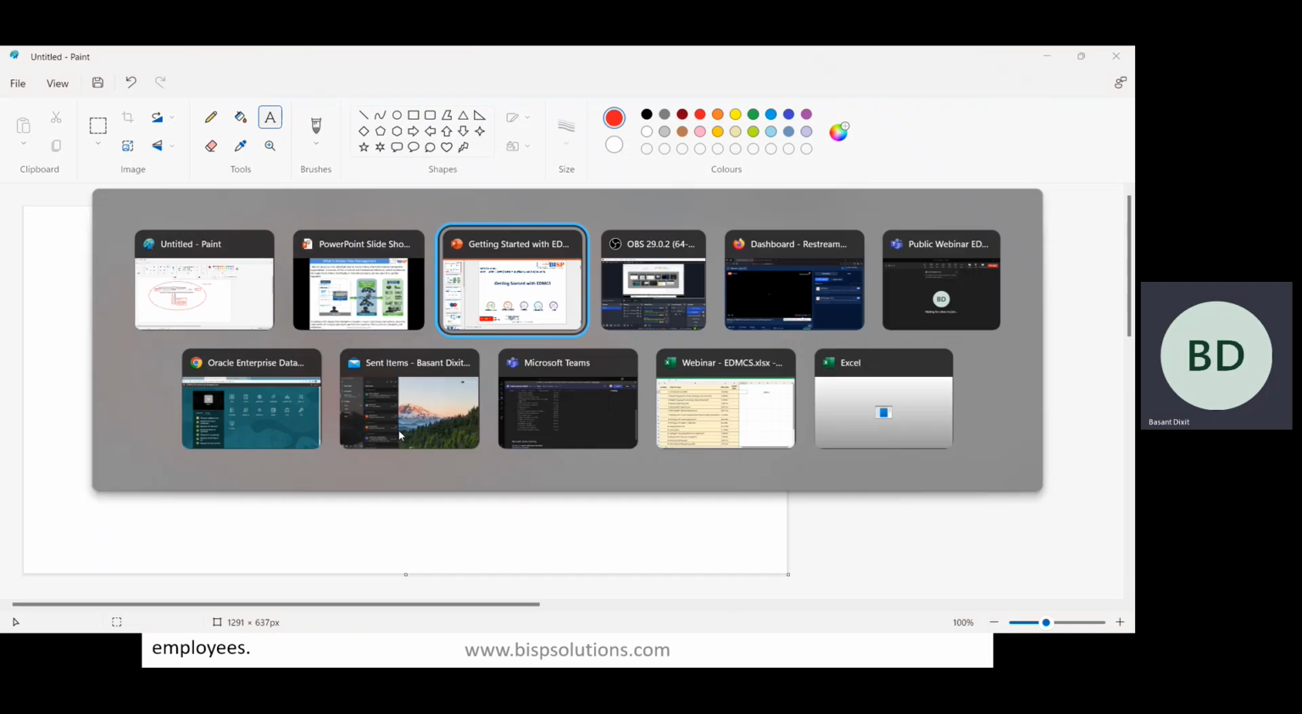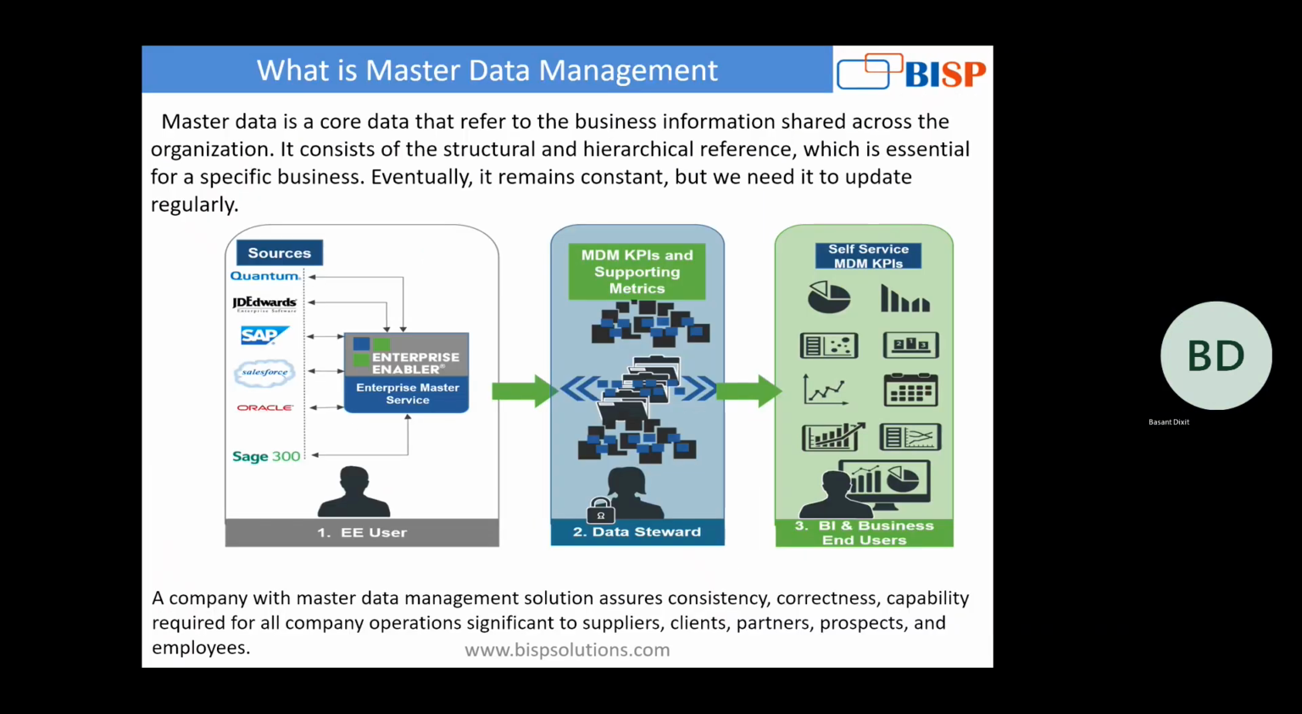Okay, so let's go to the slide and see some theoretical part. So what is master data management? Master data is a code that refers to the business information shared across the organization. It consists of the structural and hierarchical reference, which is essential for a specific business. Eventually, it remains constant, but we need to update it regularly.